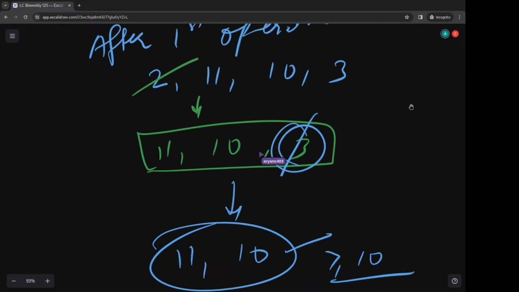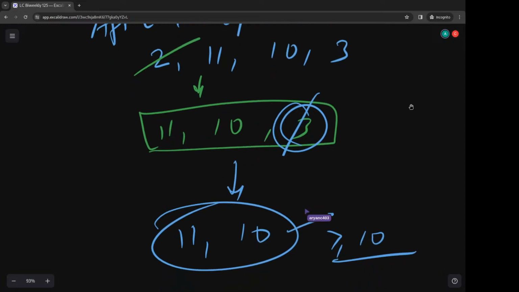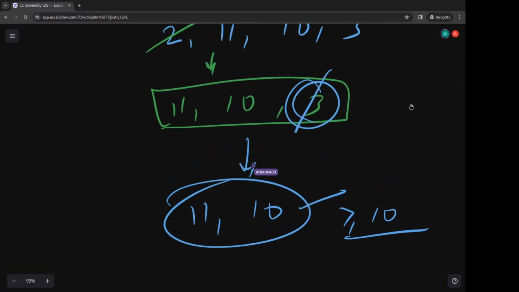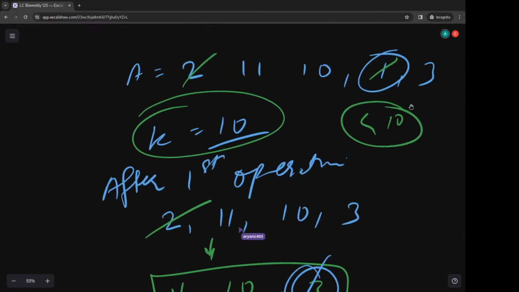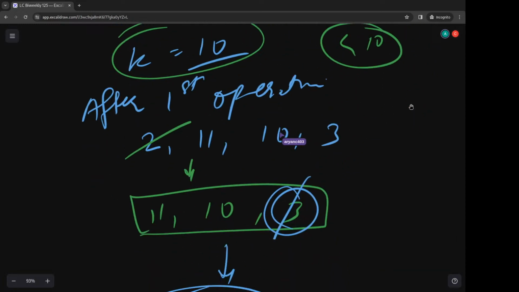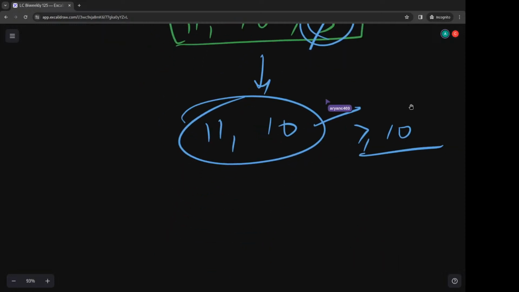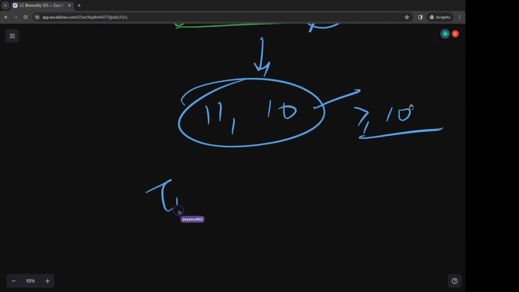Then the remaining elements are 11, 10 and 3. This array still has one element which is less than 10, so we will have to do an operation again. This time we will delete the smallest element, which is 3. The remaining array is 11 and 10, and all the elements are greater than or equal to 10. If we count the number of operations, in the first operation we deleted 1, in the second operation we deleted 2, in the third operation we deleted 3. So the total number of operations we have performed is 3.